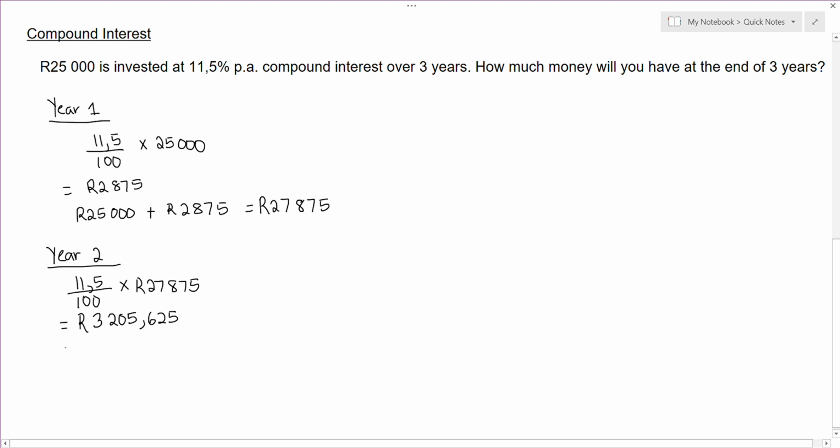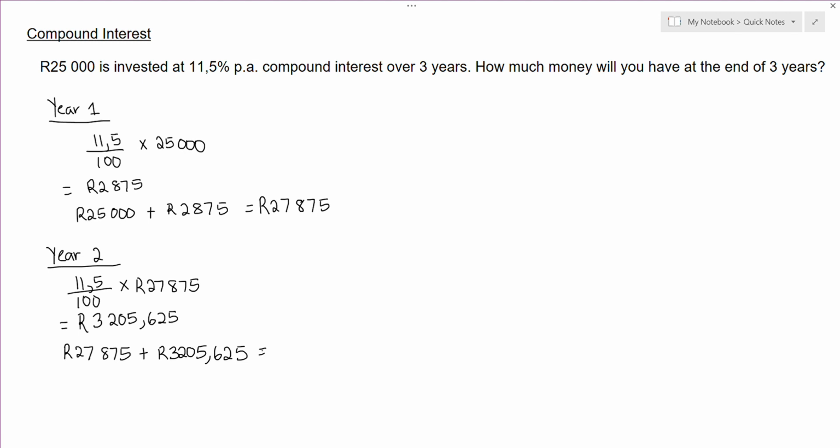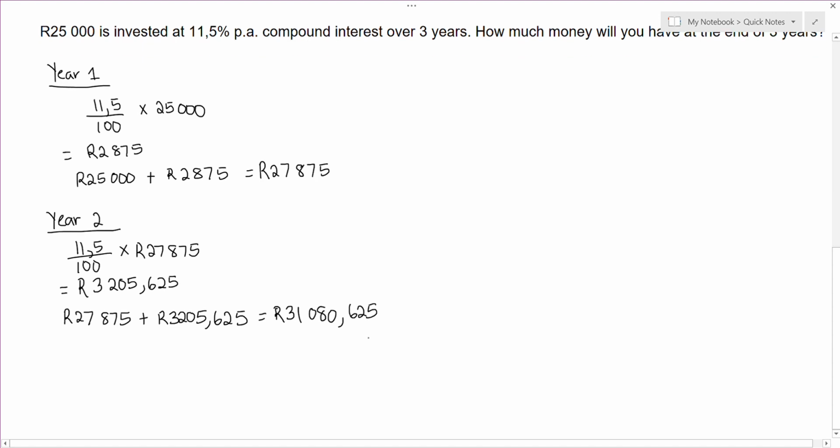Now we do not round up until the final answer, so I'm going to keep all my decimal points. So we're going to go 27,875 plus 3,205 Rand and 625. Okay, so I'm just going to add that together quickly. And I end up with 31,080 Rand and 625 cents.